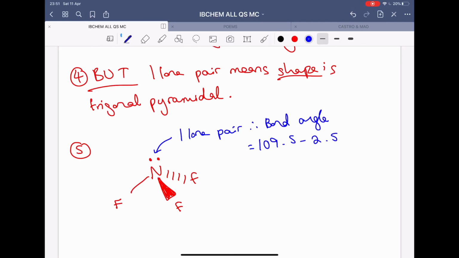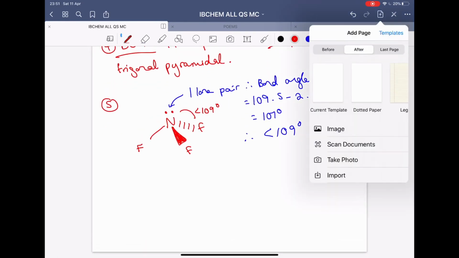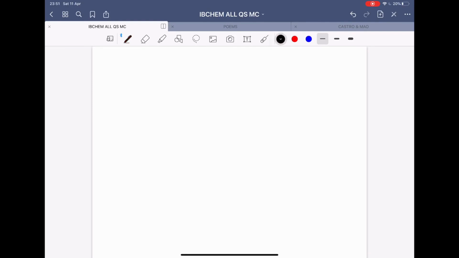What did I say before? Every time you have a lone pair of electrons, you subtract 2.5 for every 1 lone pair. So 109.5 being the original bond angle, subtract 2.5 and you get 107 degrees being the bond angle in trigonal pyramidal. But in your exam, you don't really need to do that. So you can just write less than 109 degrees.